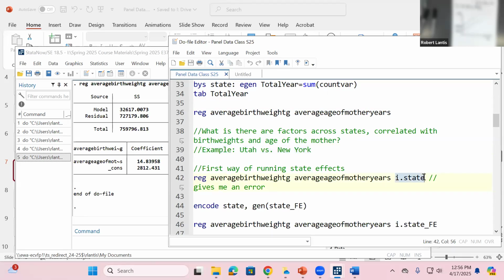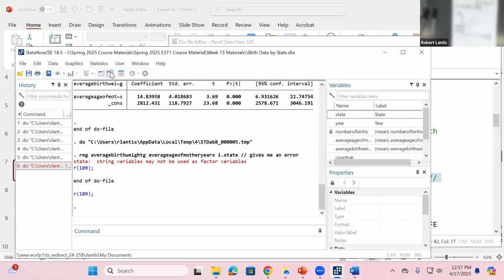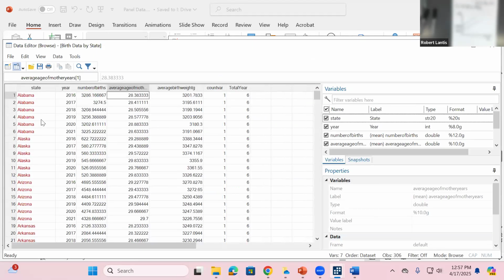So I could do what we've already done, which is use this i. command. The i. command put in all those dummy variables and chose one to leave out for us. So we didn't really know it, but when we were using that i. command to include dummy variables for a categorical variable, we were really already doing fixed effects. Now the problem is when I tried to run this, I'm getting an error because state is text, right? I can't include text in a regression.